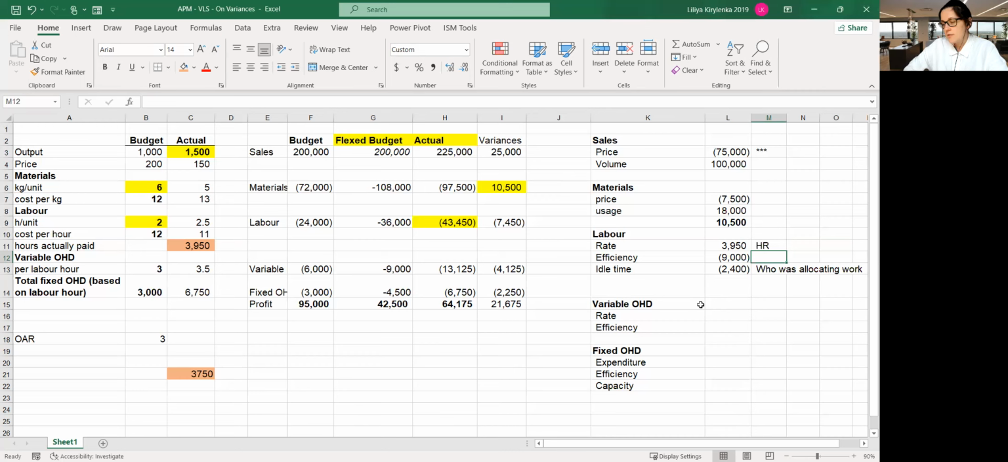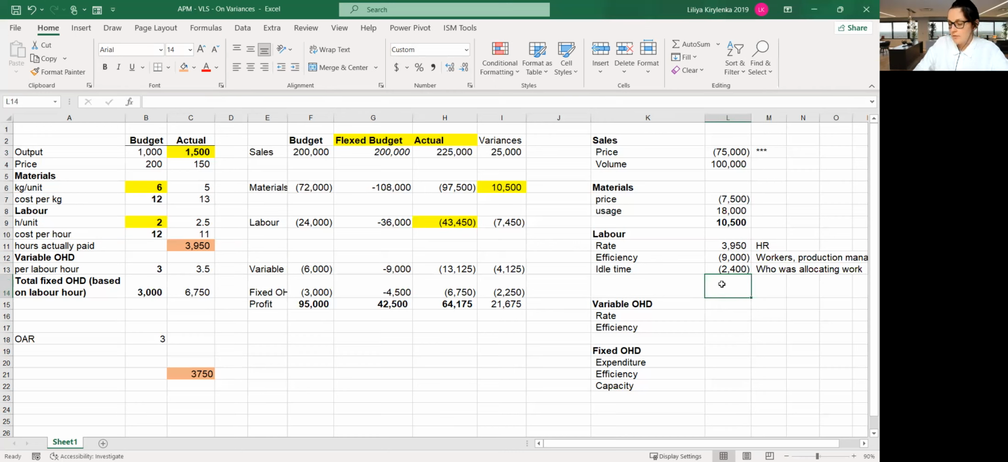As for efficiency, well, we can say that these are actually workers because the workers worked worse, or maybe this is about some processes, and maybe that is about the production manager who just made poor processes, and as such people had to work more to get the same unit. So that is why we analyze labor variances.